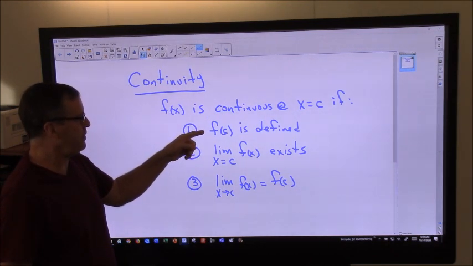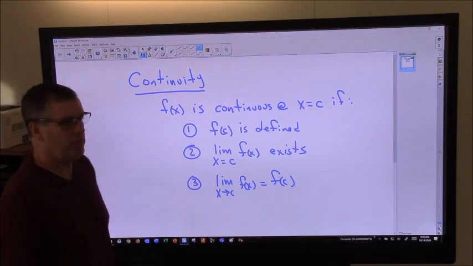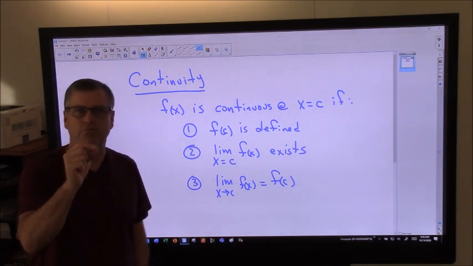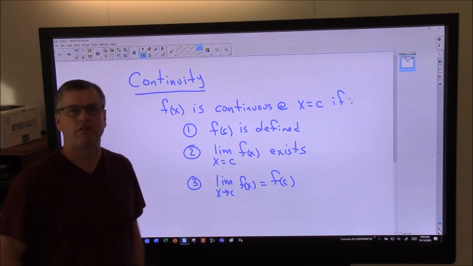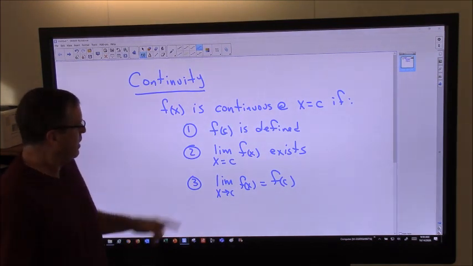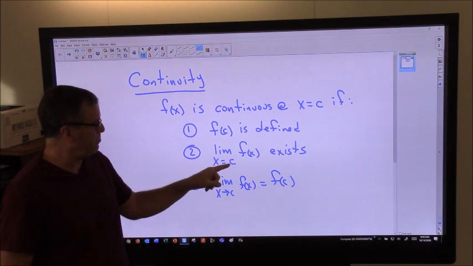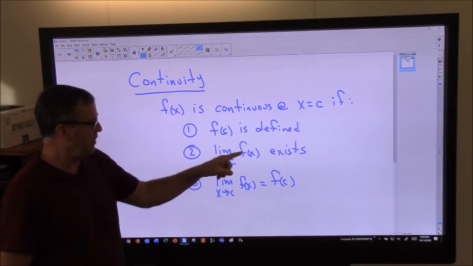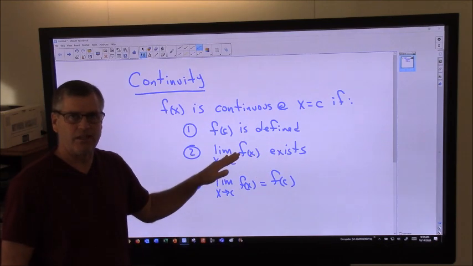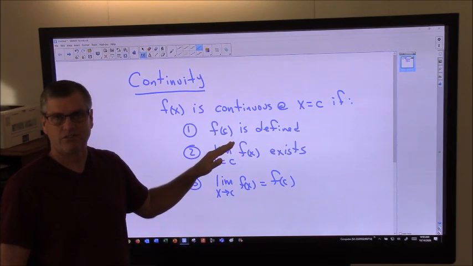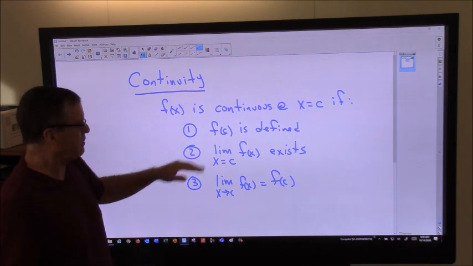So number one, f of c is defined. That means there's an actual point there. There's no asymptote. There's no hole in the graph. It's defined. It's a point on our graph. Okay? The limit as x approaches c of some function exists. There's actually an answer to it. We don't do the limit and get does not exist. Okay? So the limit exists.